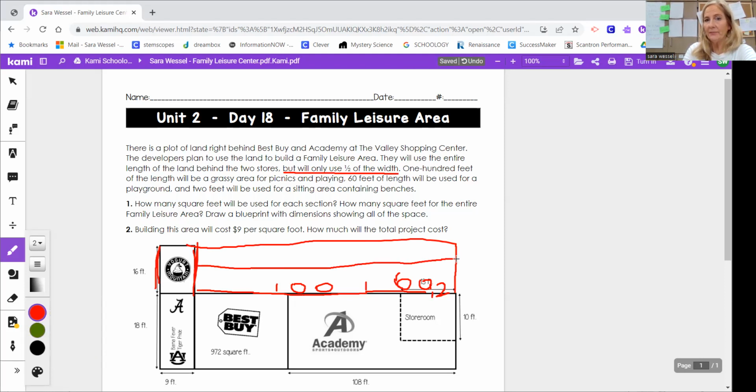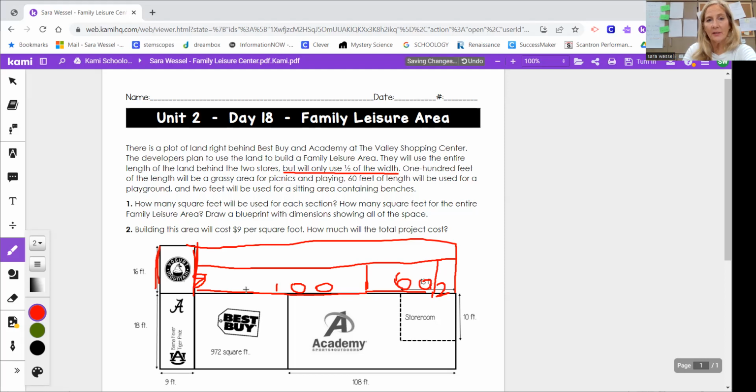So now getting closer, I know my length. From here to here is 100. From here to here is 60. And from here to here is 2. And then I also just figured out what my width was. So the width is 8.